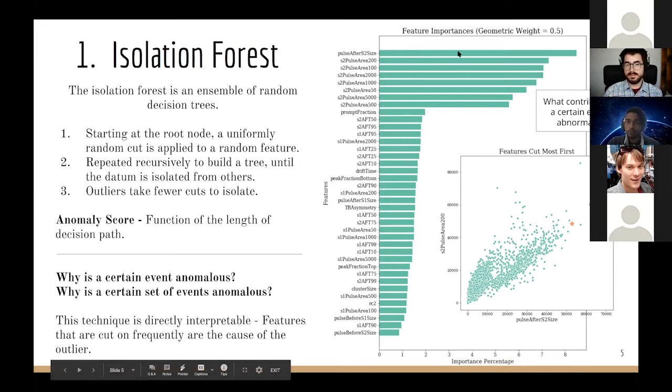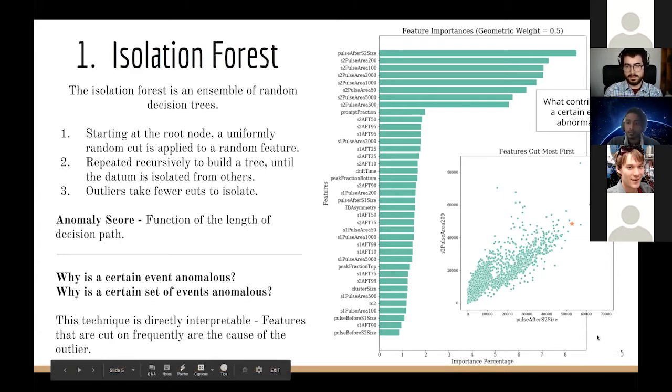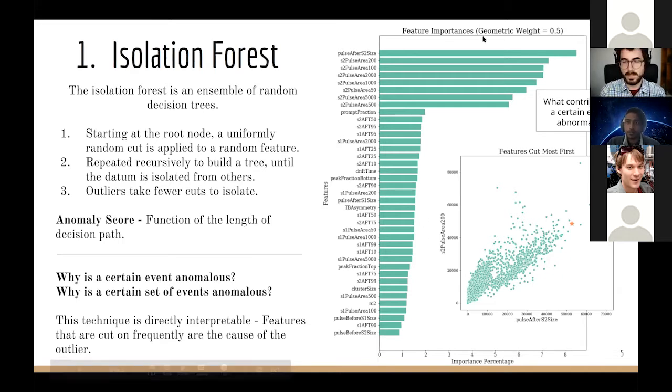And so once you do that, you can make inferences like this. For example, in this plot, on the y-axis, you have a list of all the features that I fit into the isolation forest. And on the x-axis here, you have basically percentages of how many times they show up. So for this particular event, we can see that the pulse after the S2, so size, this means the size of the pulse after the S2 was particularly important in considering this event anomalous.